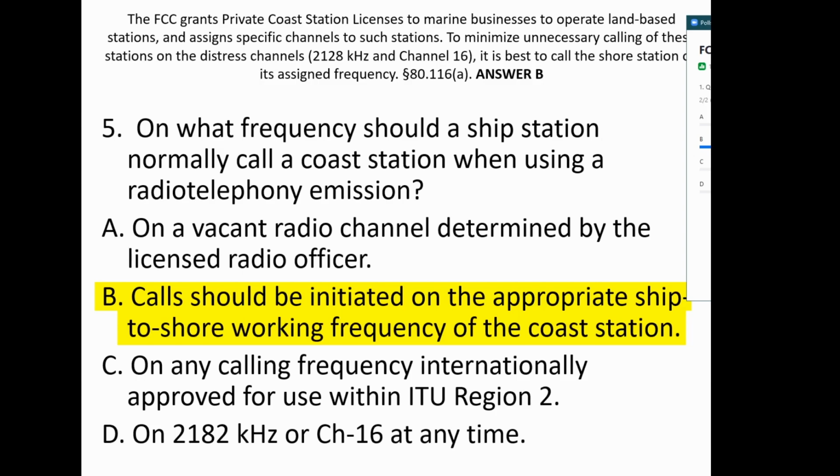All right, so I guess there's some special licenses that are granted to land-based stations from the FCC, and they do assign specific channels to such stations. And I'm sure you have a book on board which will list their stations.